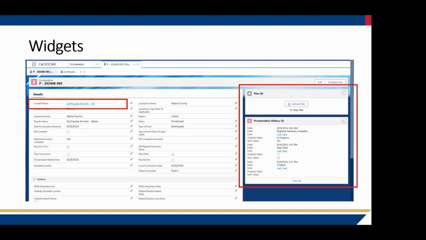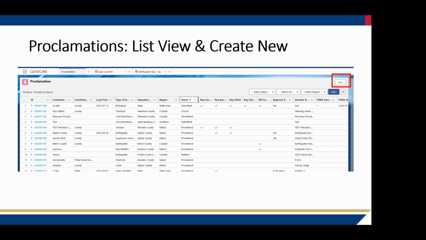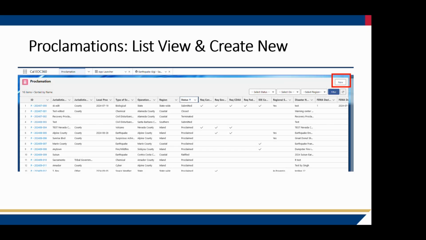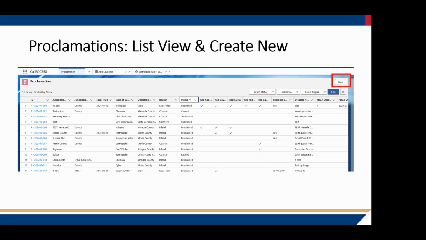This is the default internal list view for proclamations. You can click the new button in the upper right corner, or you can go through the incident. You can click on any of the blue links. You'll go to a details page for that one proclamation.